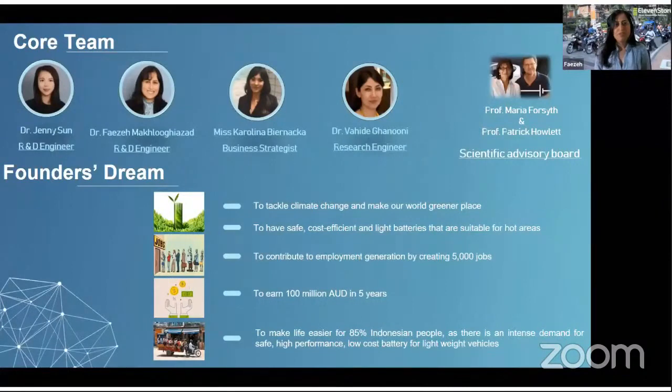We are hoping to reduce CO2 emissions, create 5,000 jobs, and achieve 100 million in 5 years. But what we want the most is to help people living in places where there is an intense demand for having safe, high performance, and low-cost batteries. Thank you for your attention.